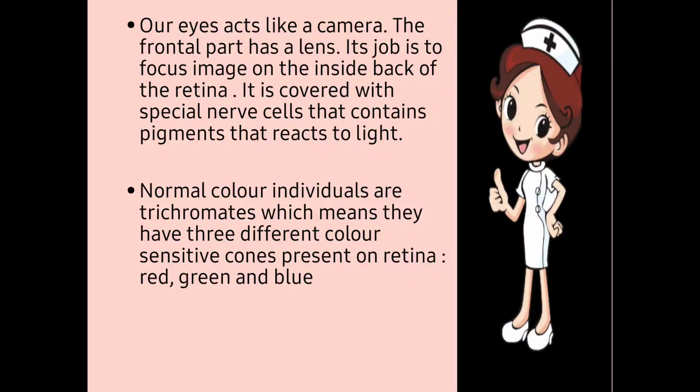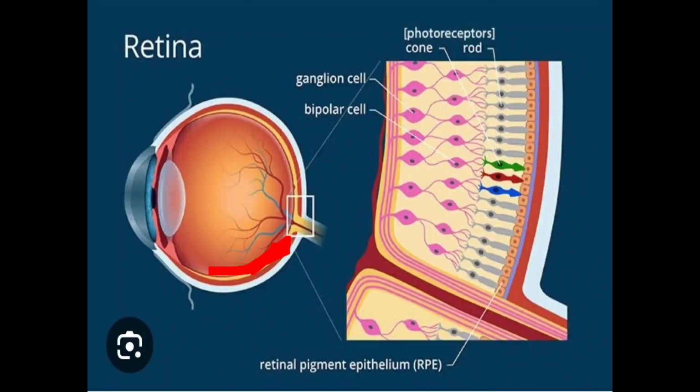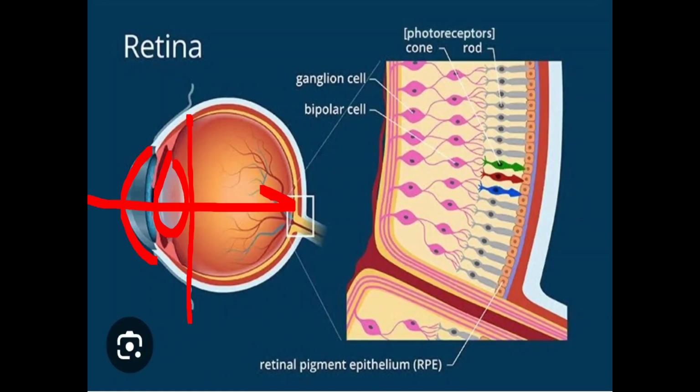The frontal part has a lens. Its job is to focus the image on the inside back of the retina. This is an eye. This is the lens, which is considered the frontal part, and that is considered the back part. The lens acts like a camera, and this is the cornea. The function of both is to focus an image on the retina.